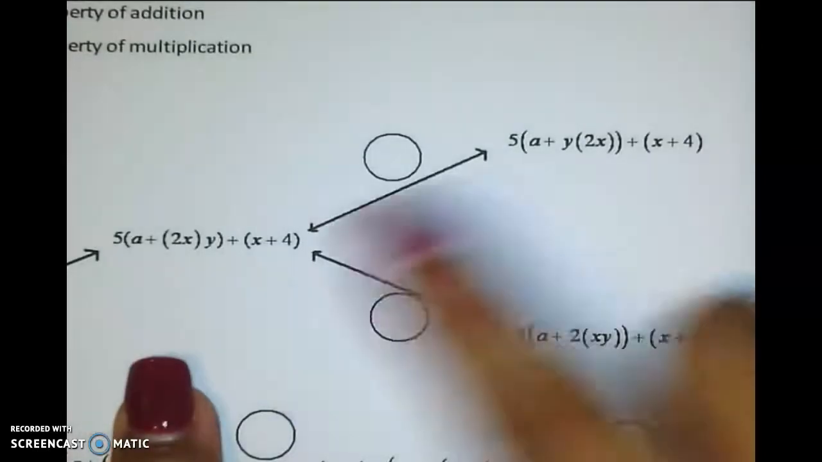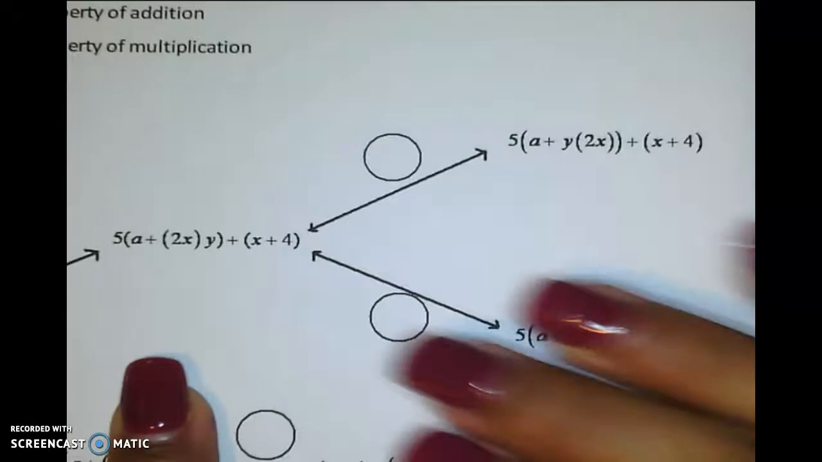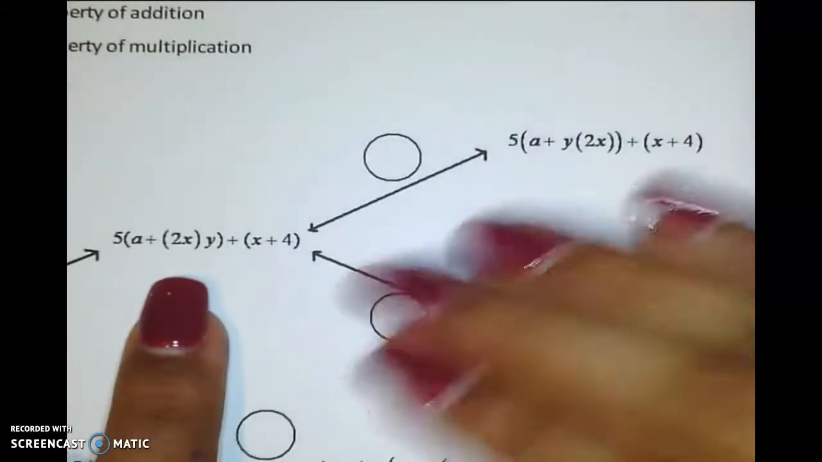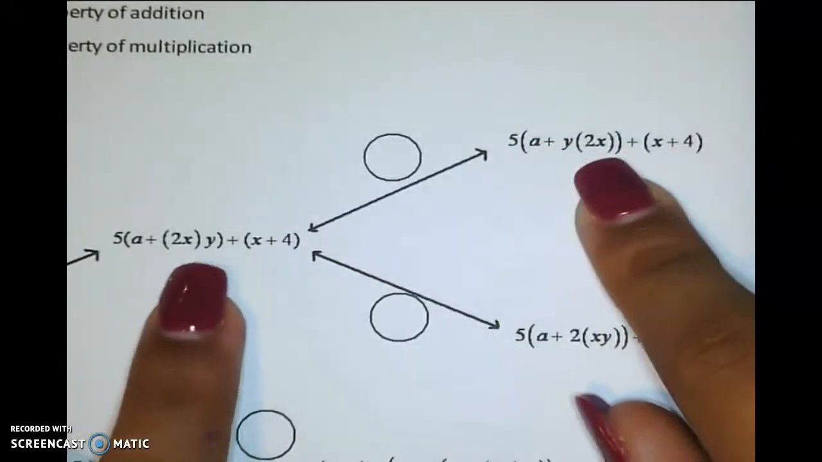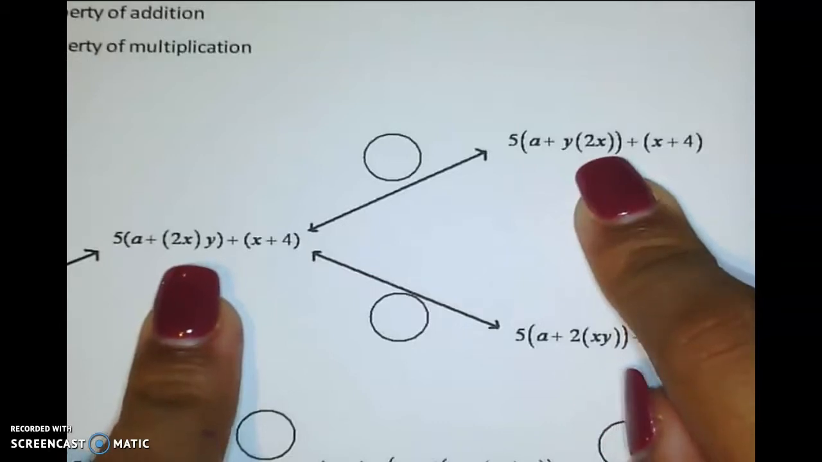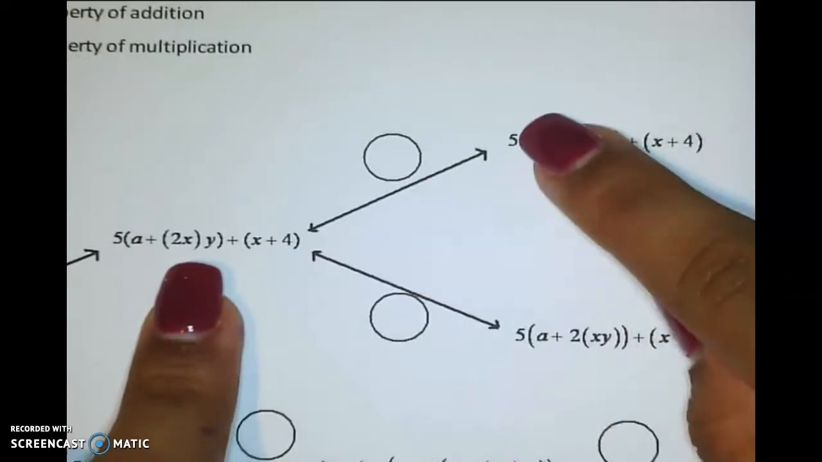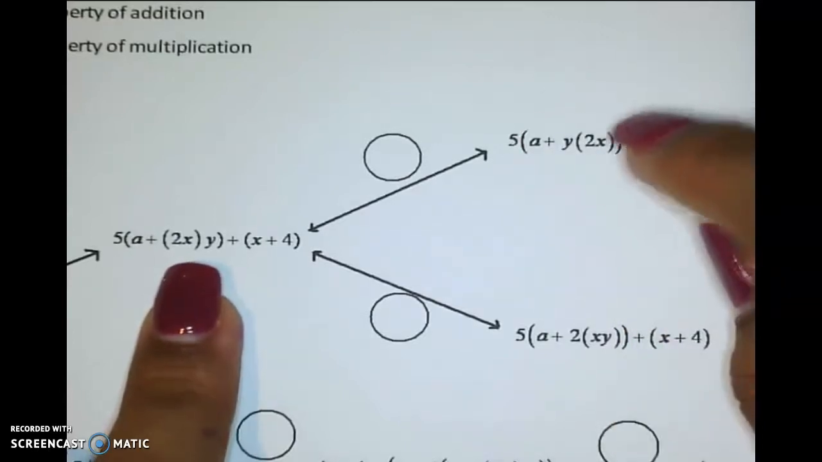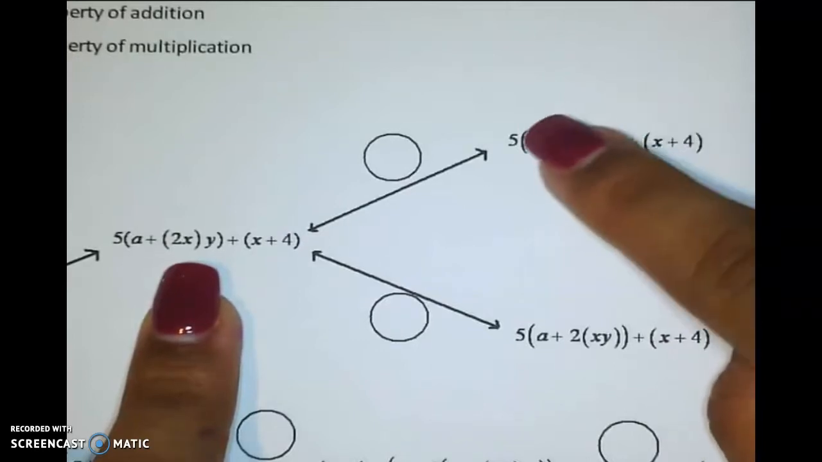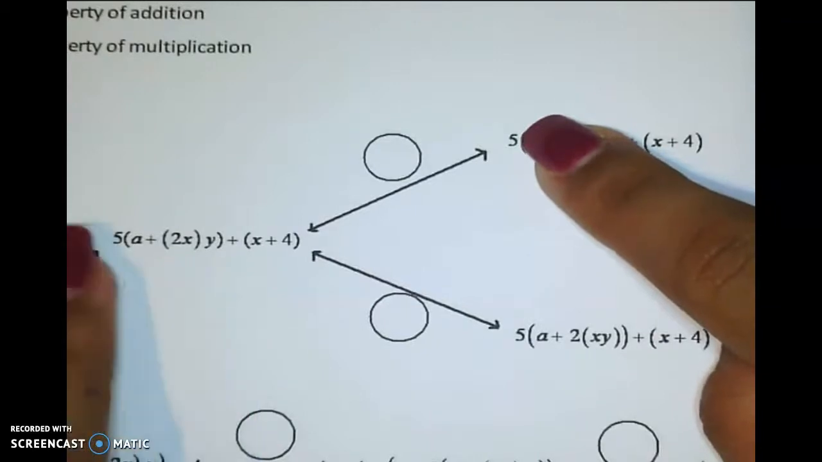So I see I have three expressions. I don't want to focus on this one. I only want to focus on these two expressions. And just like I am reading a book, I want to read my expressions from left to right, going term by term. So if I notice something different, I'm able to pinpoint exactly what property is being used.